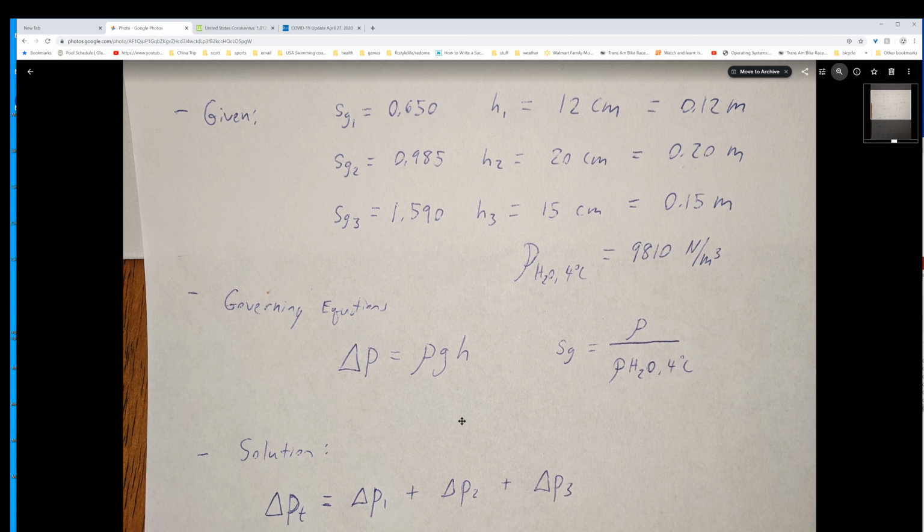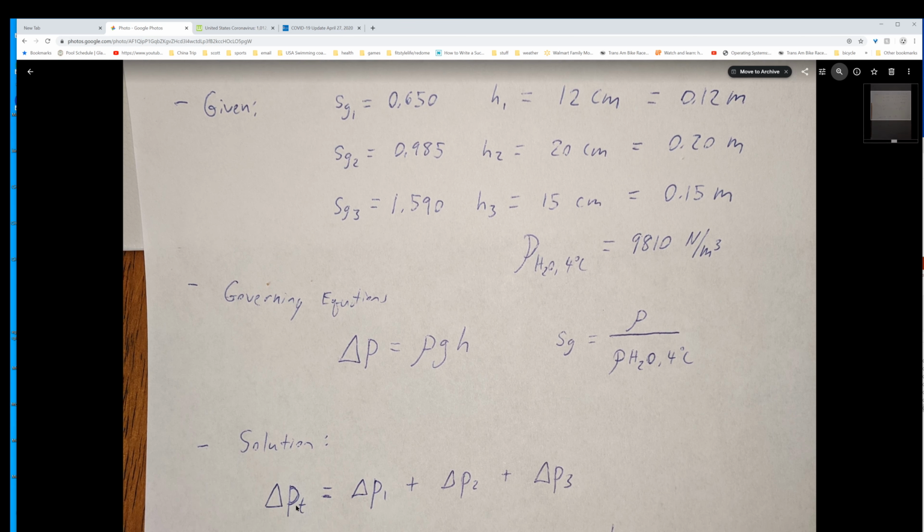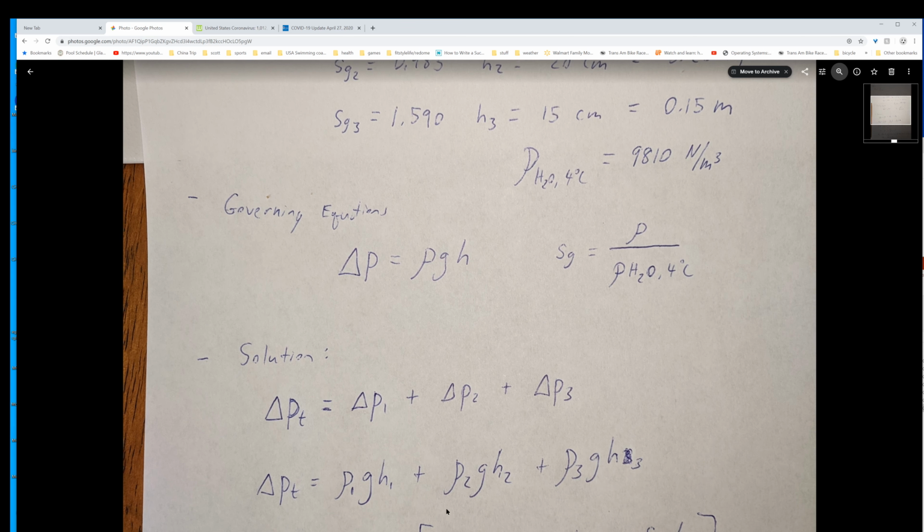Okay. So the solution: we're looking for the total pressure, or the pressure at the bottom, which I defined as delta PT. So it's going to be whatever pressure is due to the liquid I identified as 1, delta P of liquid 2, and the delta P due to the third liquid. From that point, I just substituted in the delta P equation. The density of liquid 1 times gravity times its height, density of liquid 2 times gravity times its height, and the density of liquid 3 times gravity times its height.